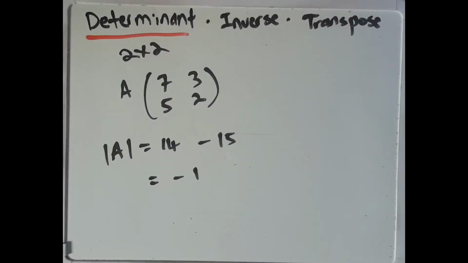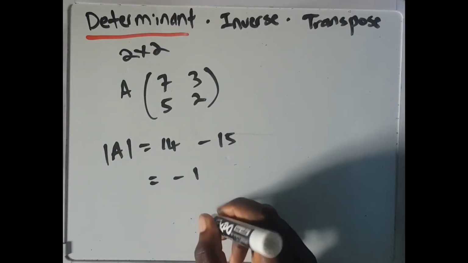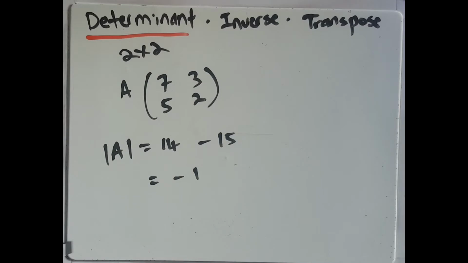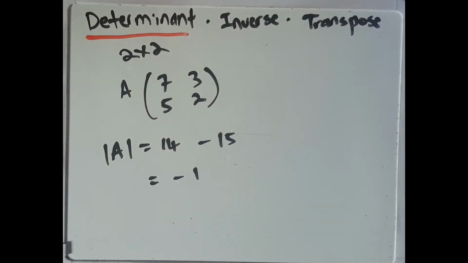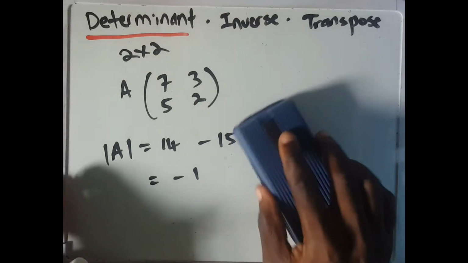If ever your determinant is 0, alright, let's leave that for now. I want to say it when I'm doing inverse, but if ever your determinant is 0, then your matrix is singular and it has no inverse. Let's do that in inverse. So moving on to inverse.